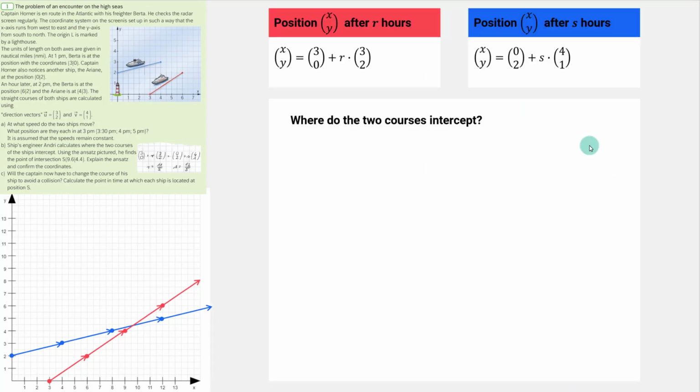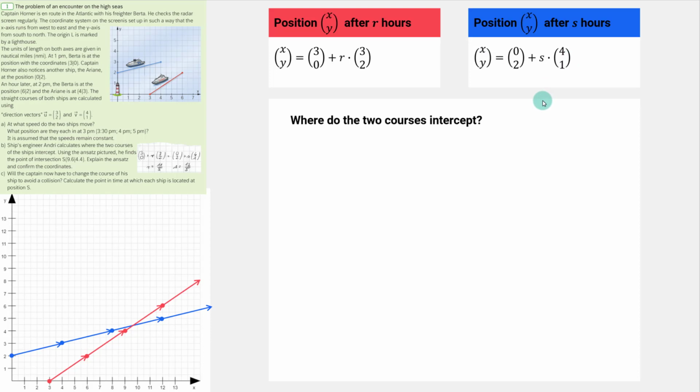So now that we are able to describe the position of the two ships mathematically, we also want to know whether the two courses intercept and whether there will be a collision between the two ships. Now, if we want to know the point of intersection of the two ships, that's actually not so hard, because we have equations for the position of the two ships. For the red one, we have this equation here. For the blue one, we have this equation here.